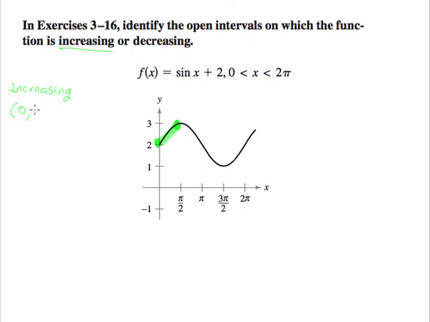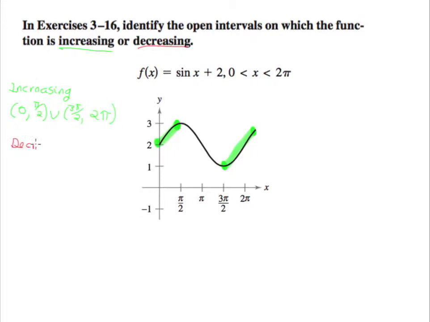And we don't include the pi over 2 because that is a local maximum point, so it's neither increasing nor decreasing because the derivative is 0 at that point. And our second interval in which it is increasing starts at 3 pi over 2 and goes to 2 pi.